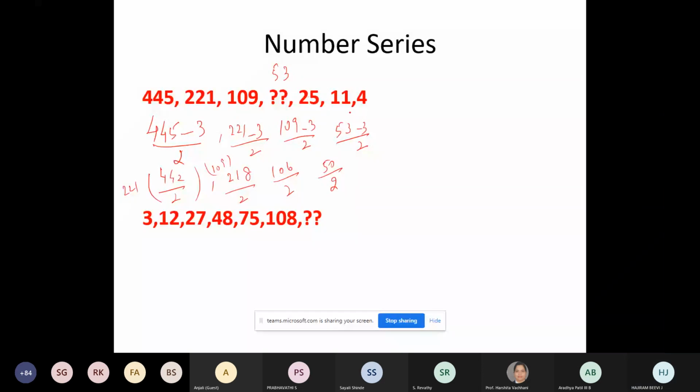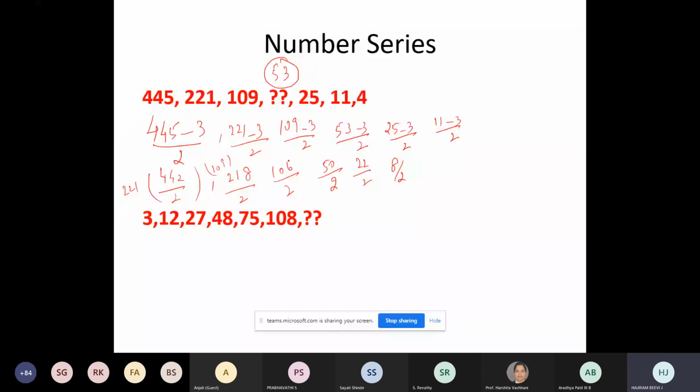Then 25 minus 3 by 2. So which means this is 22 by 2. So that is 11. Next one, 11 minus 3 by 2. So 8 by 2. So that gives 4. So the right answer here is 53.